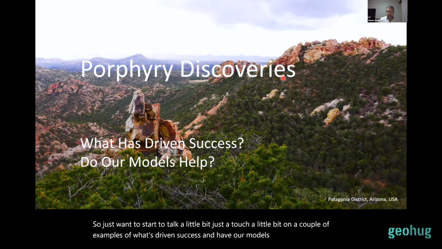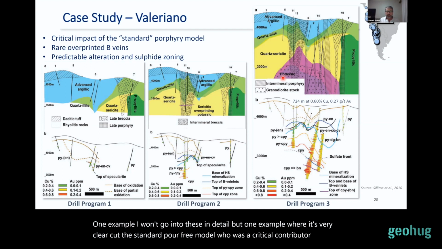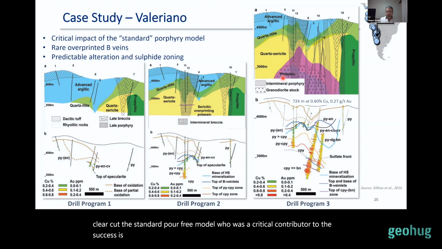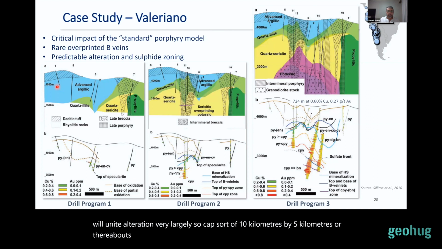One example, I won't go into these in detail, but one example where it's very clear cut that the standard porphyry model was a critical contributor to the success is the Valeriano system in northern Chile, a Miocene age system that sits underneath a very large lithocap. At surface, it's all advanced argillic quartz or alunite alteration, a very large lithocap, about 10 kilometres by 5 kilometres or thereabouts. And it was explored for advanced high sulfidation epithermals with modest success.